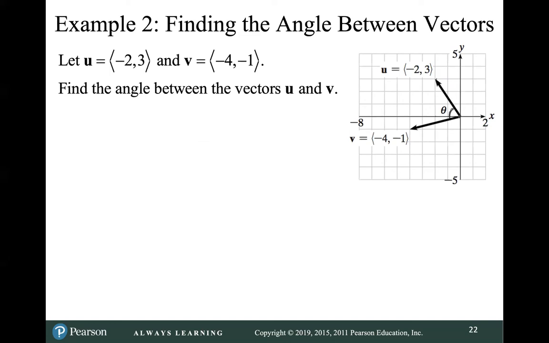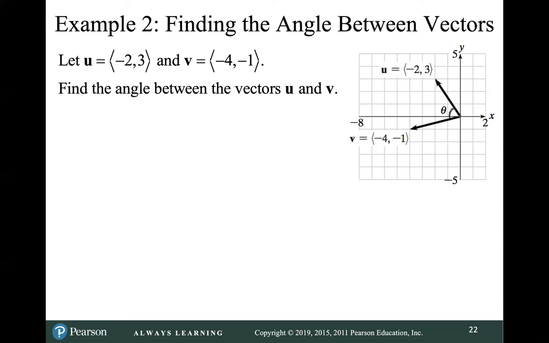I know that it's going to be definitely less than 180 degrees, right? Because they're in adjacent quadrants. But it looks to me like that's probably going to be a little bit less than 90 degrees even, because from my diagram, I can see it looks like an acute angle. So that's going in with the expectation, I'll know whether my answer makes sense.